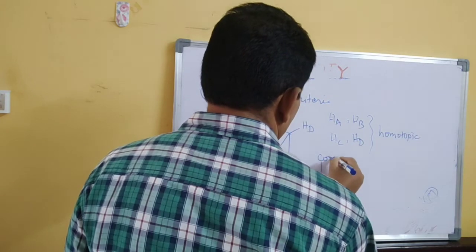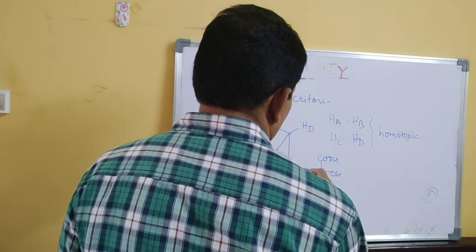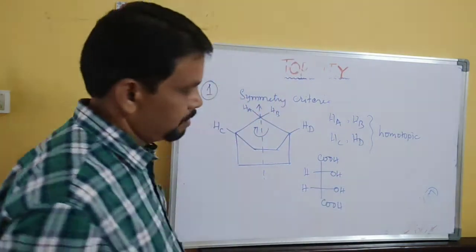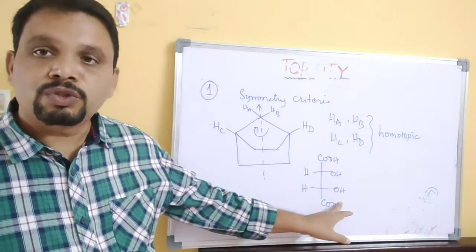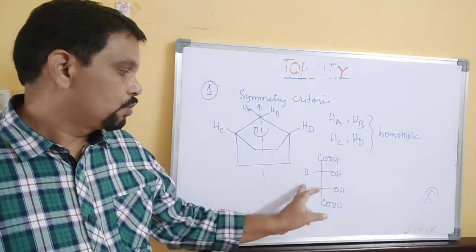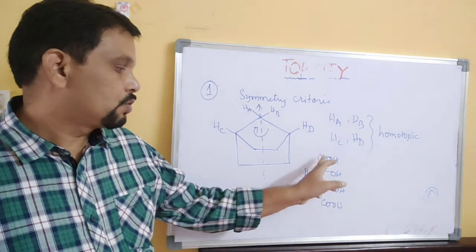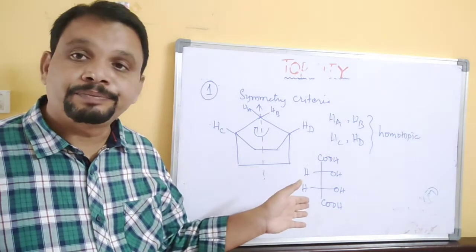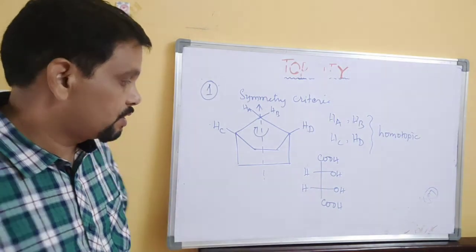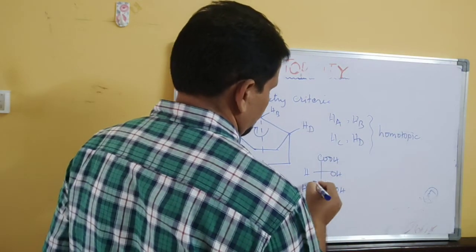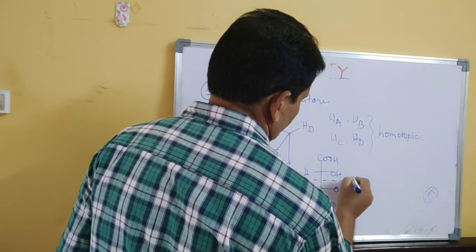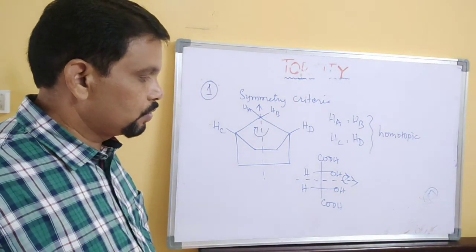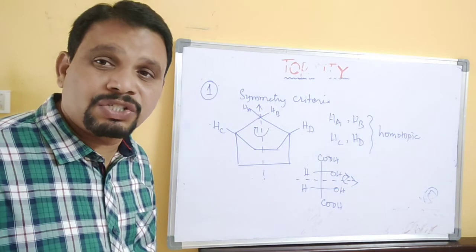Suppose this tartaric acid. These two hydroxyl groups, are they homotopic or not? These two hydrogens, are they homotopic or not? These two carboxylic acids, are they homotopic or not? Yes, they are homotopic. Okay. So if you have the CN axis of symmetry like this, they can be interconvertible, they can be interchangeable.